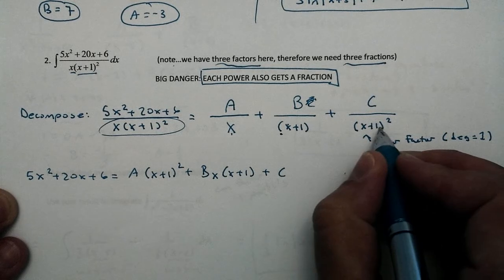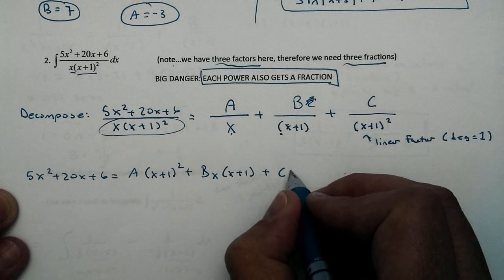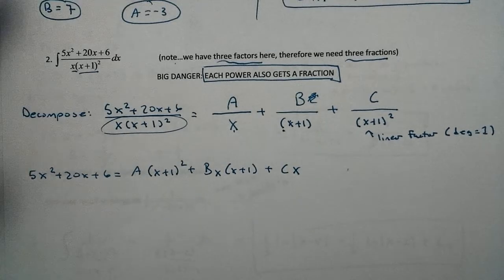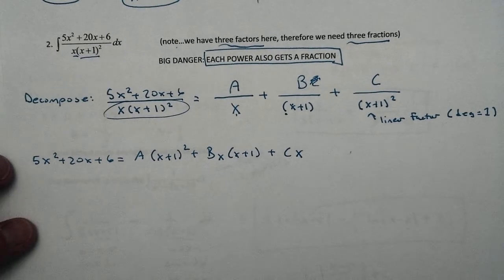The C has the (x plus 1) squared. It's just missing its x. So sad. It's just missing its x. Alright, so there we go. Now we're going to pick variables.